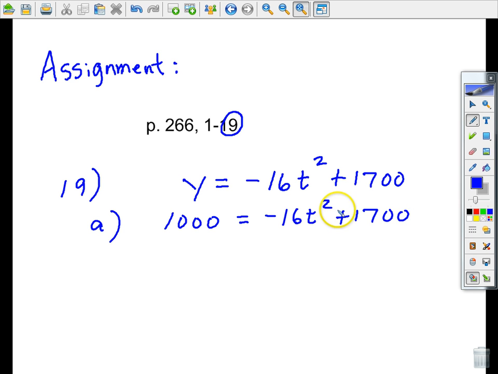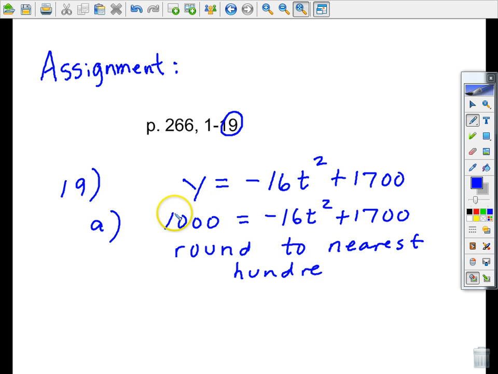I have no linear term. So I need to set this up so that I can solve by taking square roots. You'll definitely want to use your calculator, and I'll let you take it from here. These are not going to come out to be nice integers. They're going to be decimals. And I want you to round to the nearest 100, sorry, round to the nearest 100. And letter B is very much the same, just a different number for height.